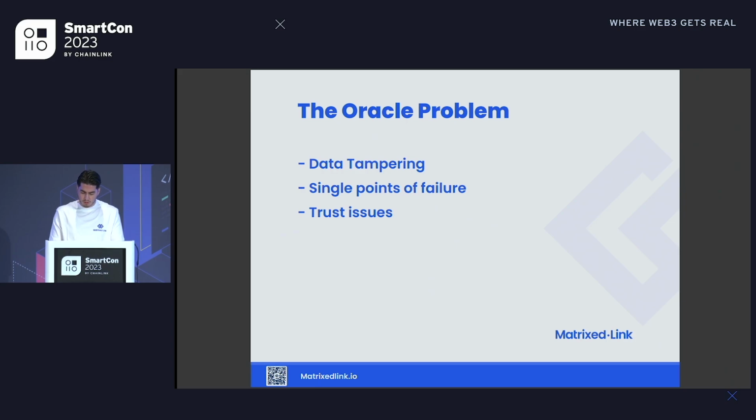All right, so the most common problem faced today by banks and financial institutions is regarding data reliability and security: the need for trusted and tamper-proof sources of data for critical financial transactions and decision-making. The current challenges that we face today consist of data tampering, single points of failure, and trust issues. Traditional centralized systems can be vulnerable to data manipulation, which poses a significant risk to the integrity of financial transactions.